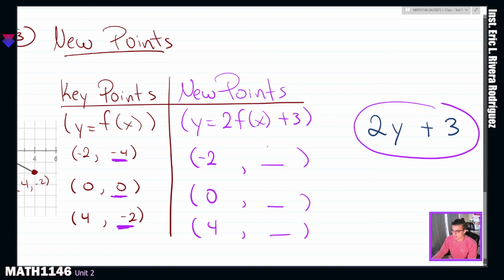Write on the chat what these values will be. Go and use this y value, -4, plug it into y in this equation, and tell me what those numbers are.